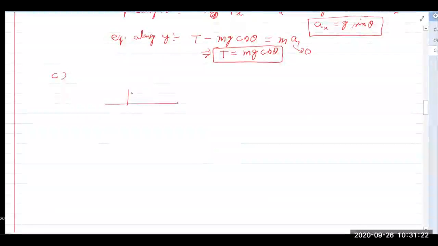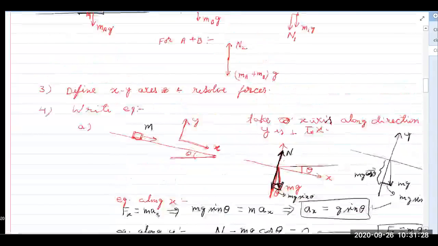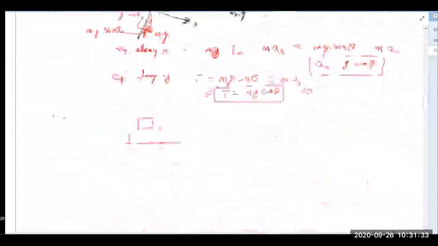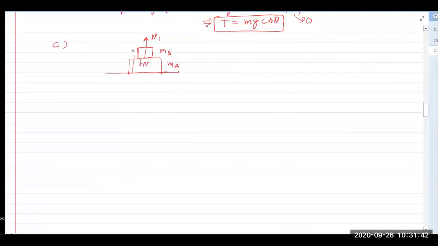Thing like this, and that is M_B and M_A. This is M_B, this is M_A, and N1 and N1 here, and N2 here. So these are the things given. Now what we can do for this question is, since this object is kept at rest, there is no acceleration. So all the forces will be balanced here.